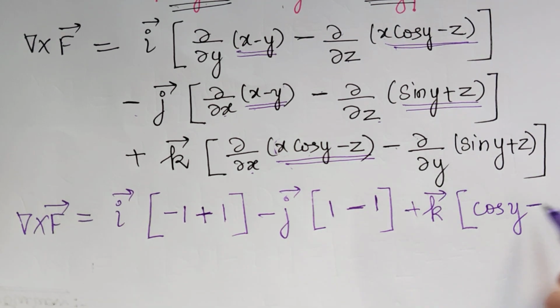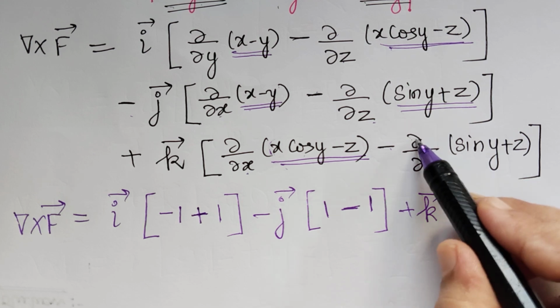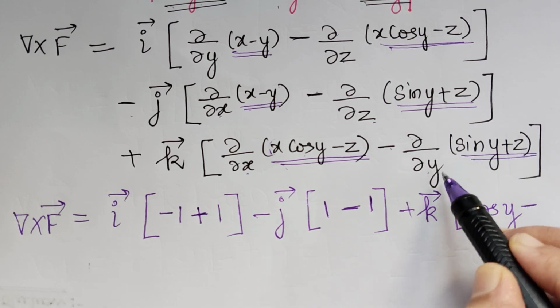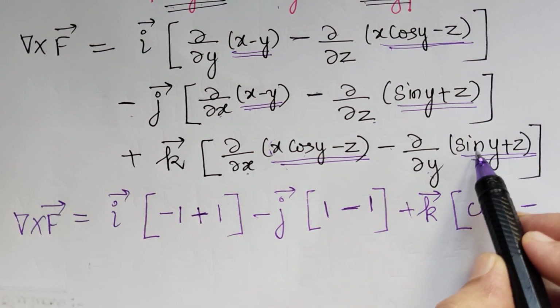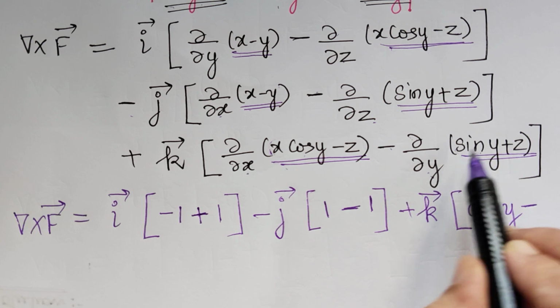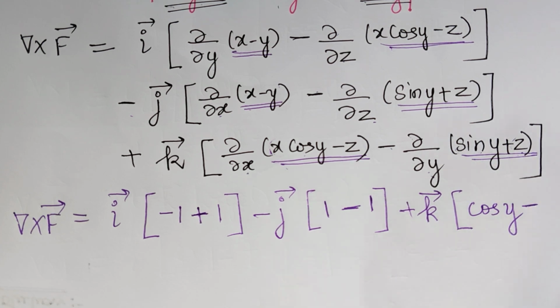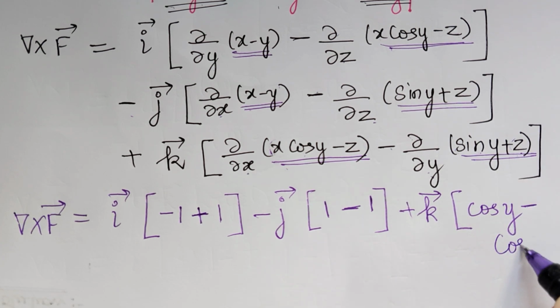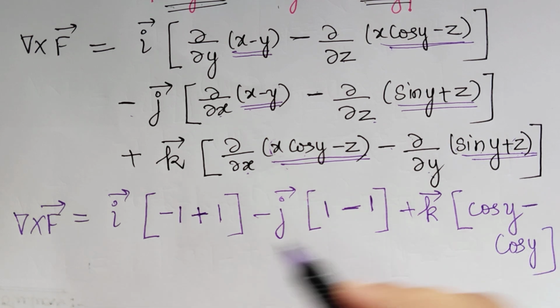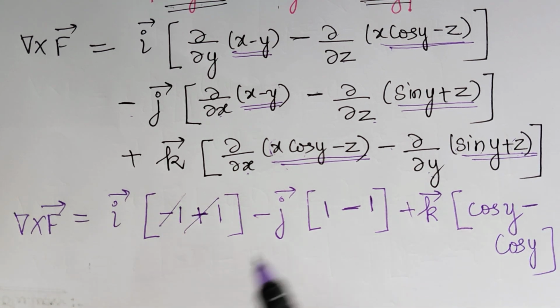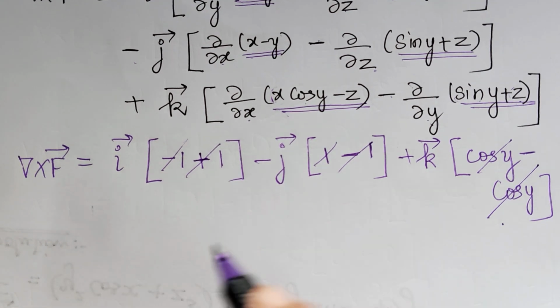And then minus, we have here partial differentiation of this with respect to y. What is the differentiation of sin y? It will be cos y, and for z it will become 0. So negative, I will write here, it is cos y. So we see that plus 1 minus 1 gets cancelled, 1 minus 1 is 0, and similarly cos y minus cos y will also become 0.